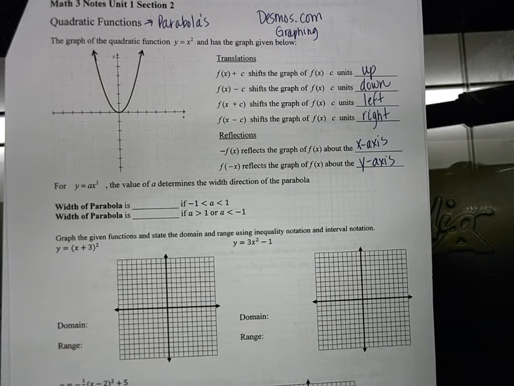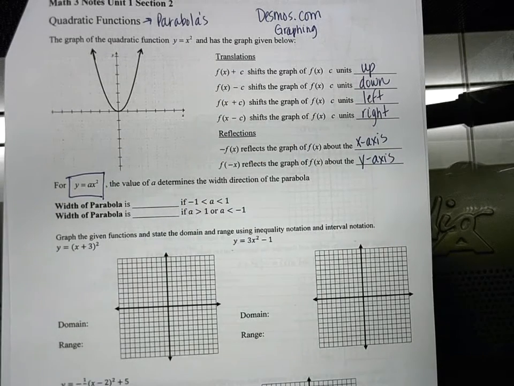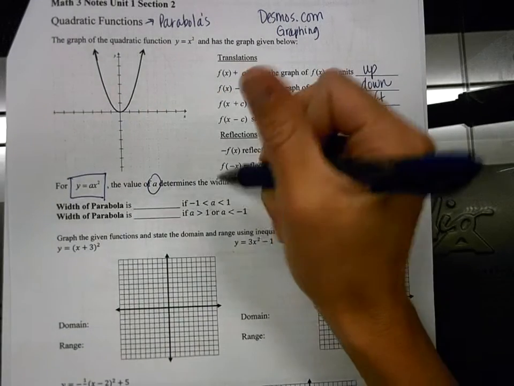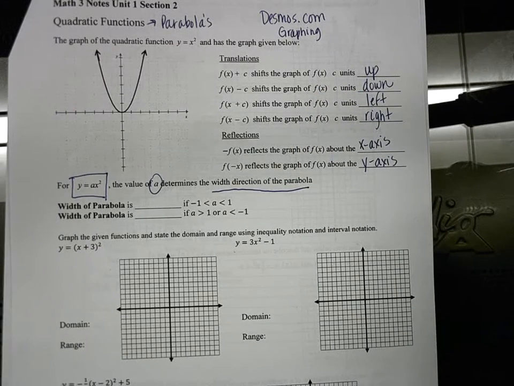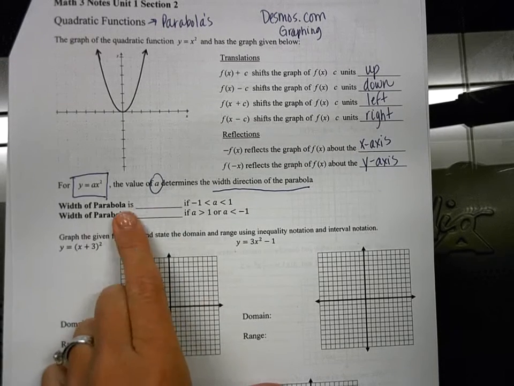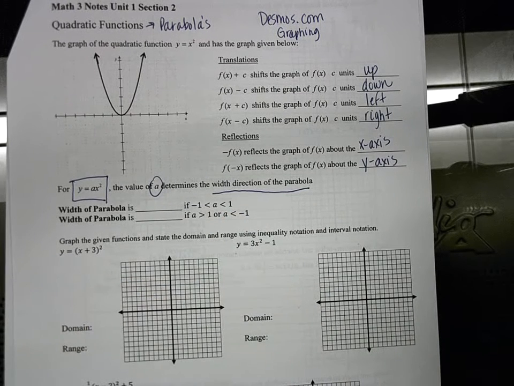So when you have a quadratic function, we have y equals ax squared. The value of a determines the width and direction of the parabola. Okay, so width of the parabola. This one's saying the width of the parabola is something if negative 1 is less than a is less than 1. What that means is values between negative 1 and positive 1. So what values are in between negative 1 and positive 1? 0 is, good. What other values?